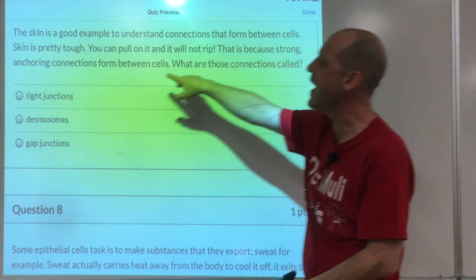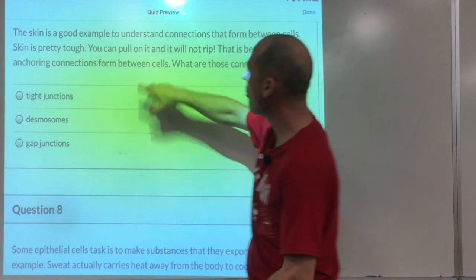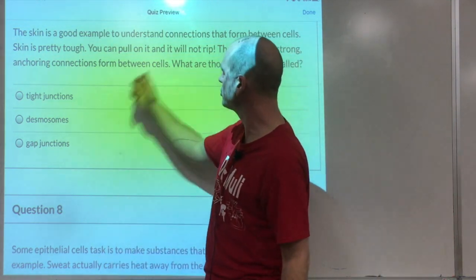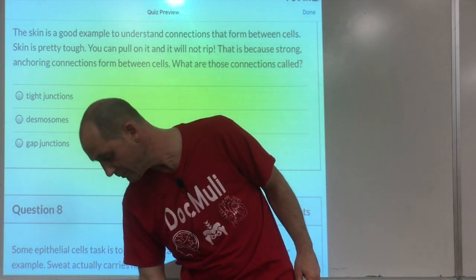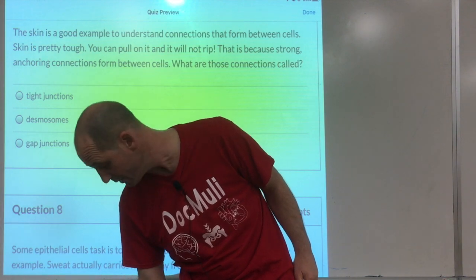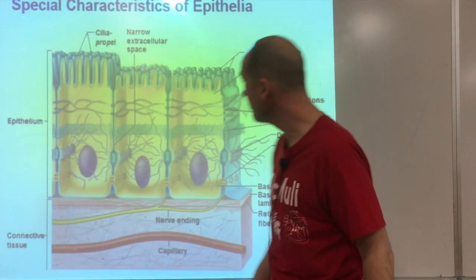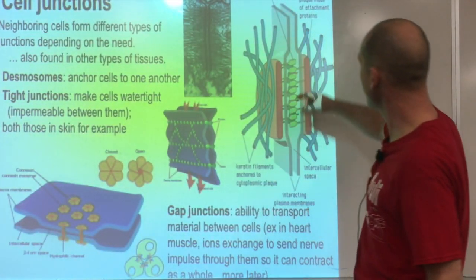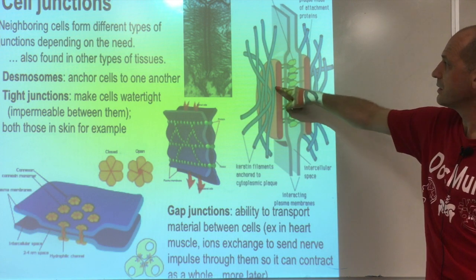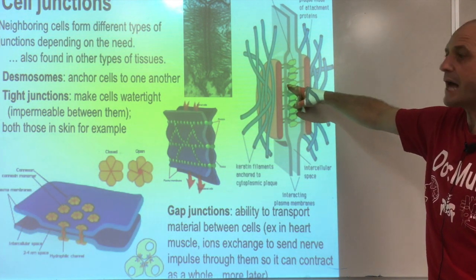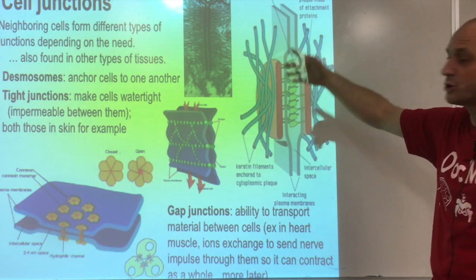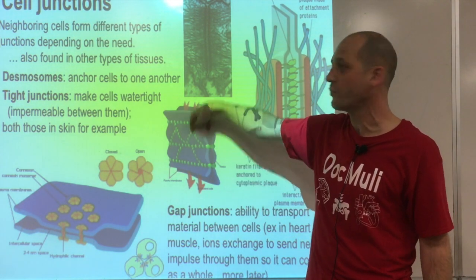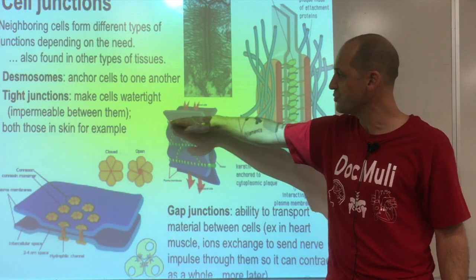This is because strong anchoring connections form between the cells. They're like really strong, holding tight together. What are those called? Desmosomes. Good. And that's right here when we have them and you see the connections, they really go through here. That's the desmosomes. Then the other ones are cool. The tight junction makes it watertight, so that's easy to remember. So that's like buttons so the water doesn't go through. So you have to seal it.